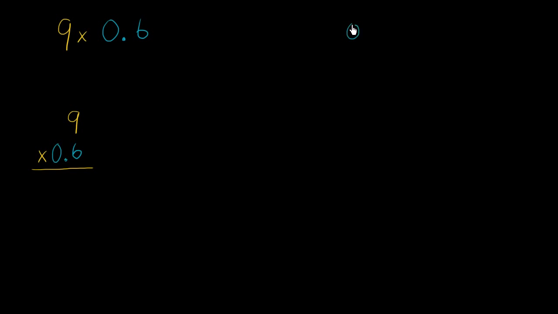0.6 is the same thing as 6 divided by 10. We know that if we start with 6, which we could write as 6.0, and if you were to divide it by 10, dividing by 10 is equivalent to moving the decimal place one place to the left. So 6 divided by 10 is 0.6. We're moving the decimal one place to the left.